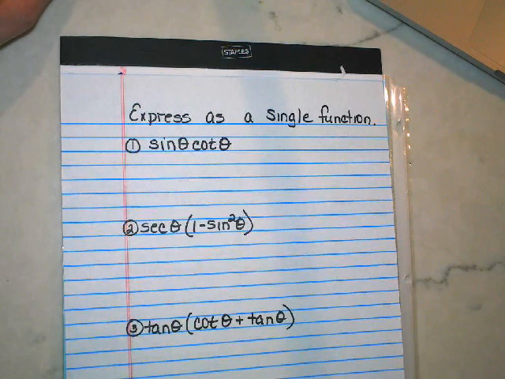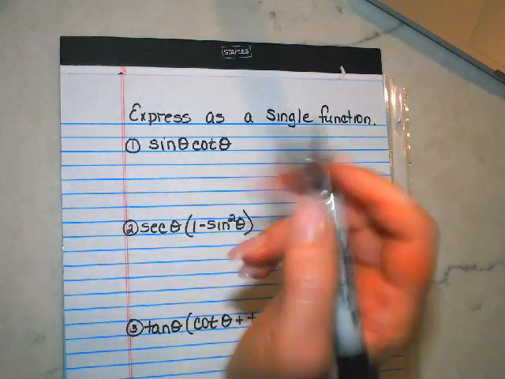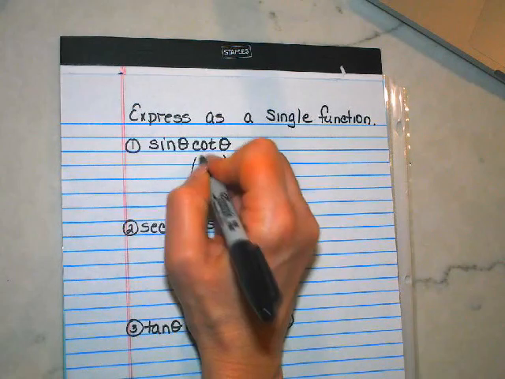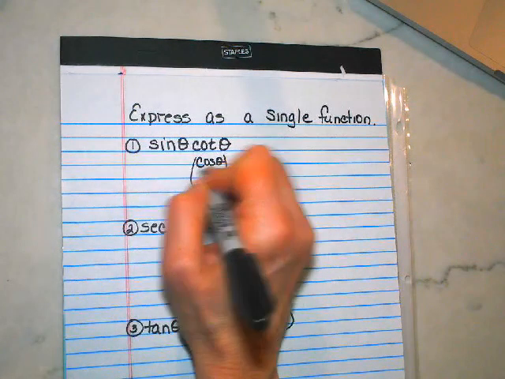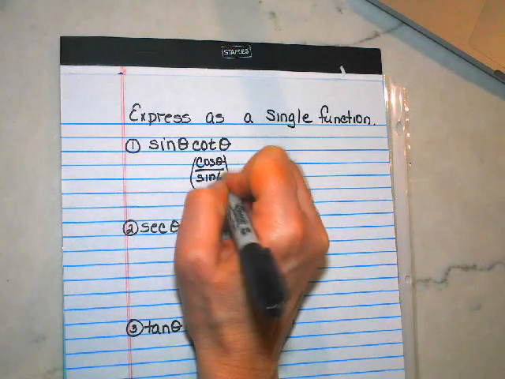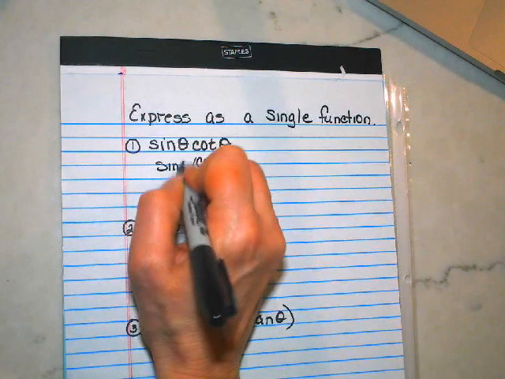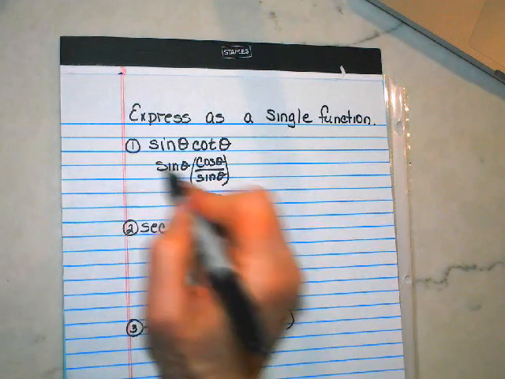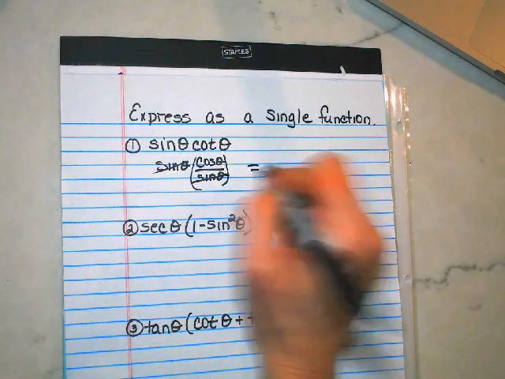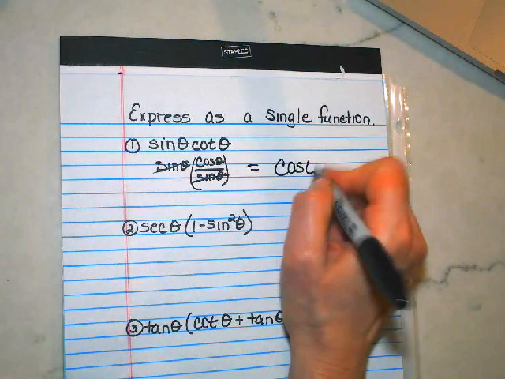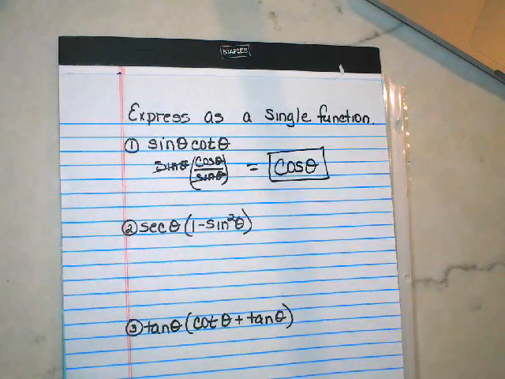Remember the single functions, just rewriting these. Okay, some of you expressed that they were kind of fun, and I'm glad that you thought that. Okay, so it says express as a single function. All right, sine is just sine, but cotangent really is cosine over sine. And when I multiply that by the sine, what happens very nicely is the sines cancel out, and this is just cosine. Okay?